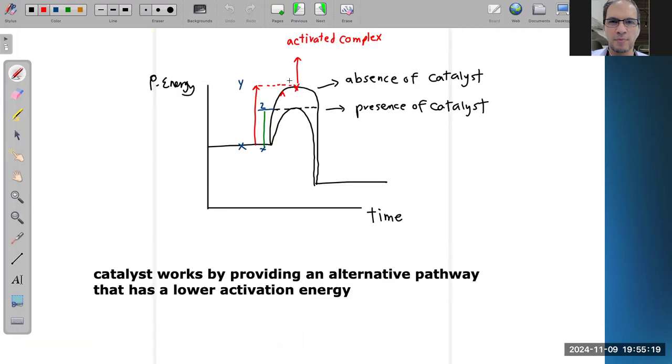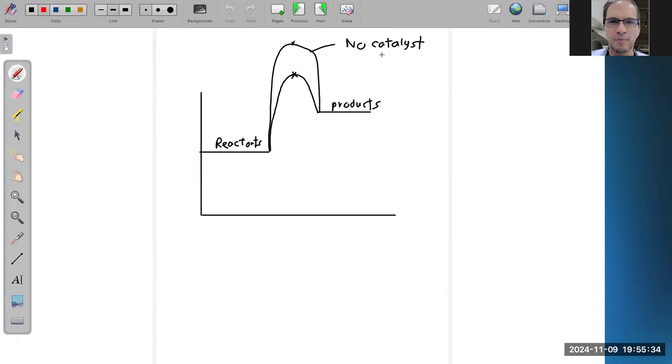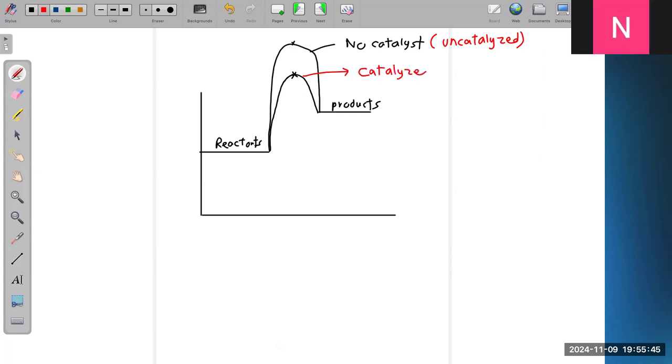Either it's exo or endo, you can draw it, and you are not required to know a certain number. You can just draw any point which is lower than the uncatalyzed one. And don't forget to label the absence of the catalyst and the presence of the catalyst. Or you can just say no catalyst or uncatalyzed reaction, whatever word is suitable. This all has the same meaning. Uncatalyzed reaction, and then label here, this is the catalyzed reaction.